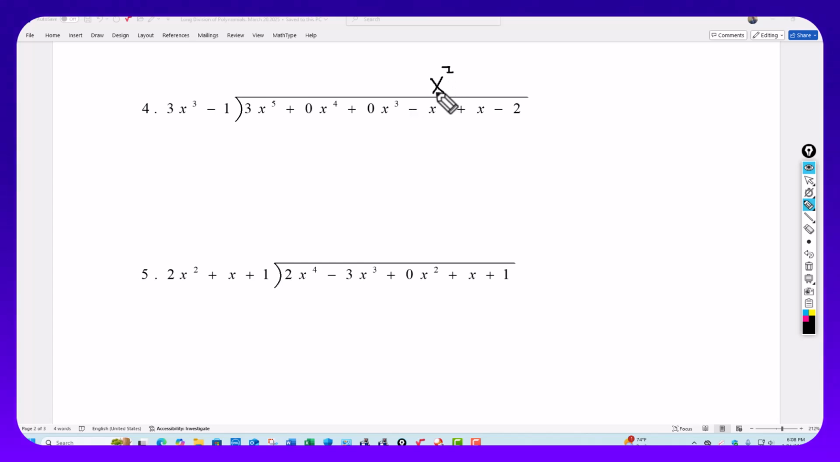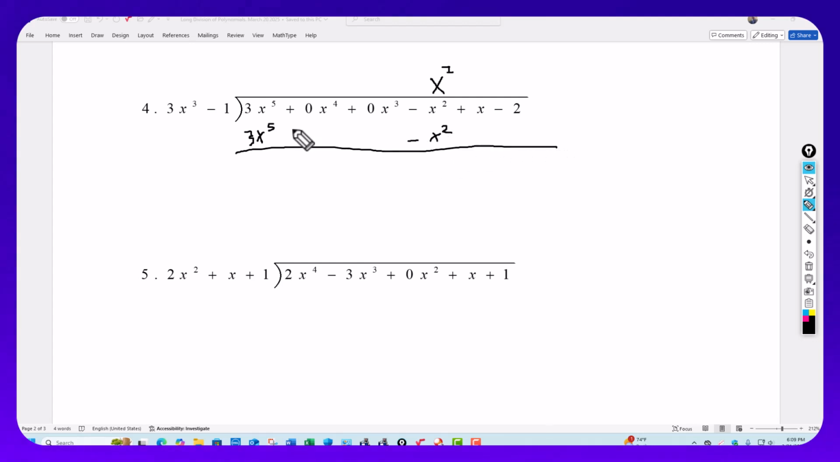And then we multiply. X squared times 3x to the third is 3x to the fifth. X squared times the minus 1 is minus x squared. I'll put that over here, so we get like terms under like terms.